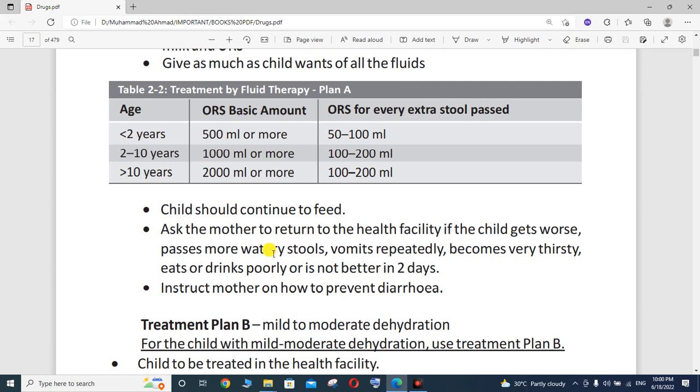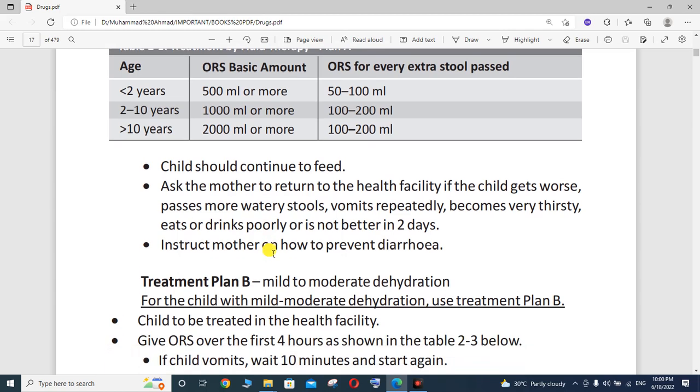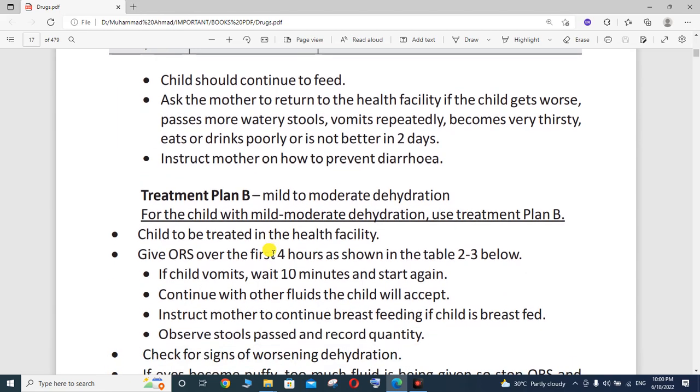Ask the mother to return to the health facility if the child gets worse. This is very important because the baby becomes weaker and weaker. So ask the mother to return if the child gets worse, passes more watery stool or vomits repeatedly, becomes very thirsty, eats or drinks poorly, or is not better in 2 days. You should instruct the mother on how to prevent diarrhea.